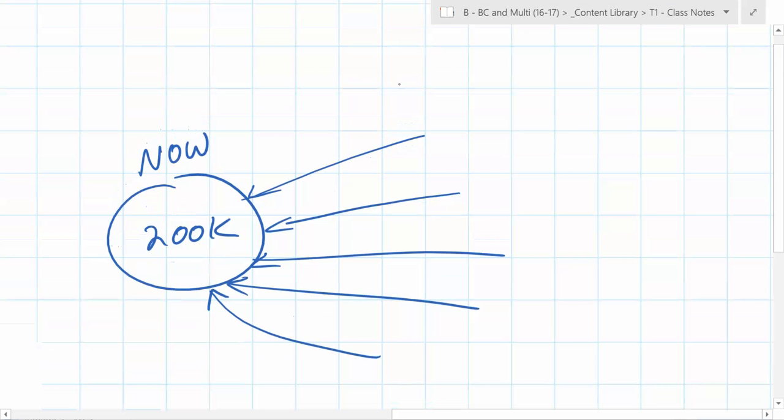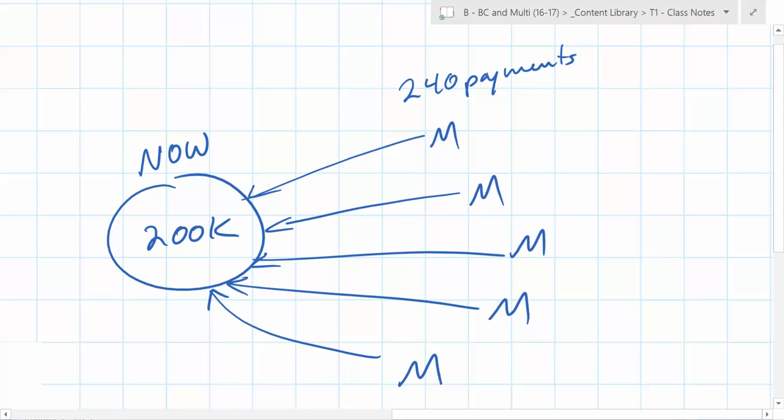There are 240 payments going into it. Do you agree? They are all the same size. Do you agree with that? This is very much a real world question because car payments are the same every month. Your mortgage will be the same amount every month. It doesn't change.